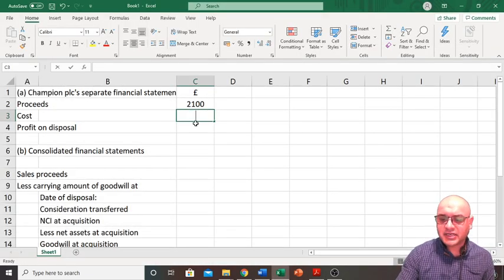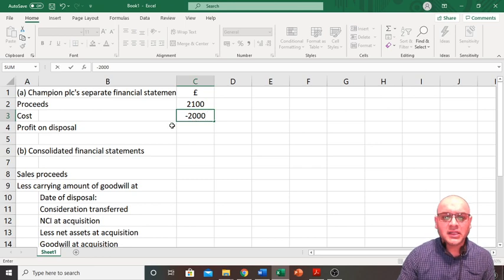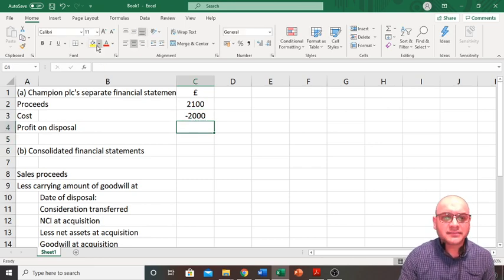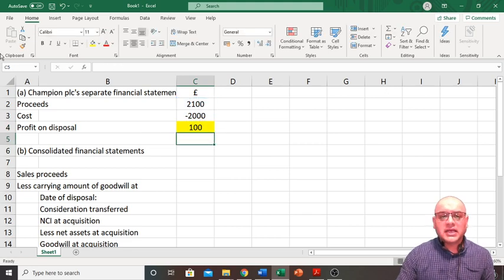So if I deduct £2,000 from here, I would get the profit or loss on disposal. This is recorded in statement of profit or loss of the parent. Simple.